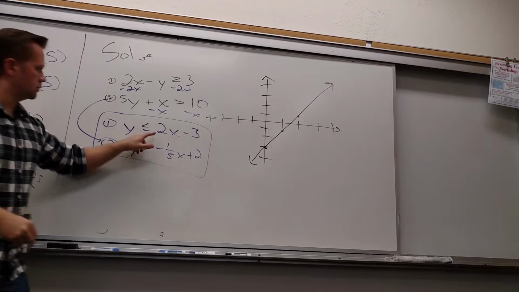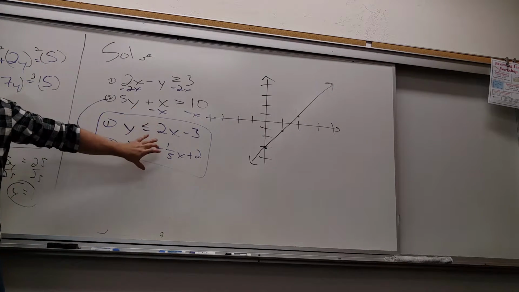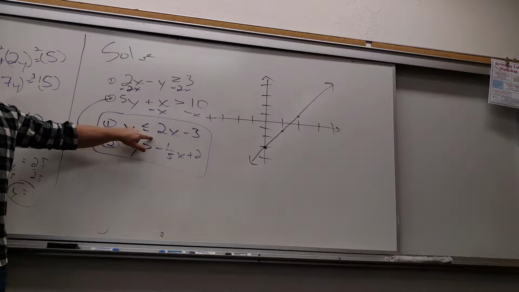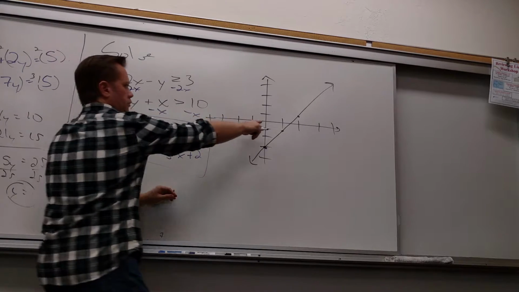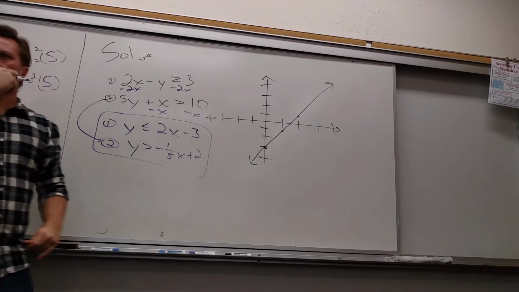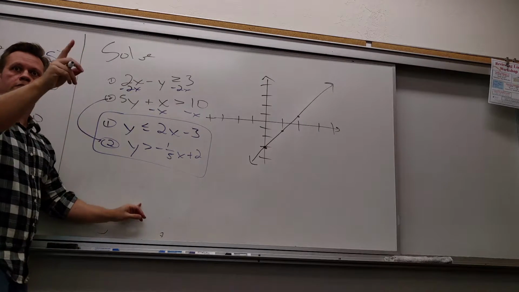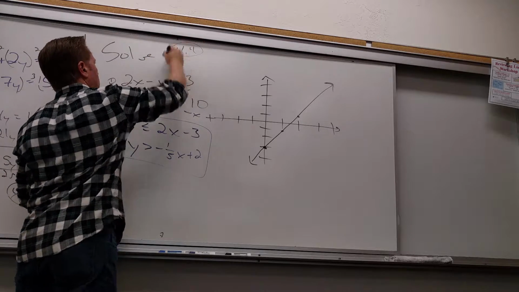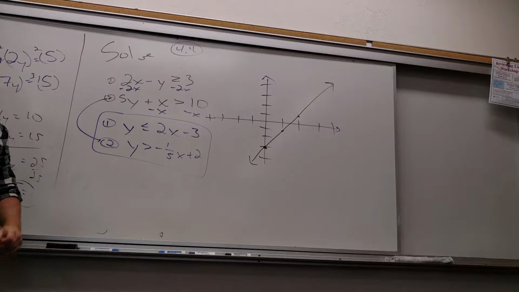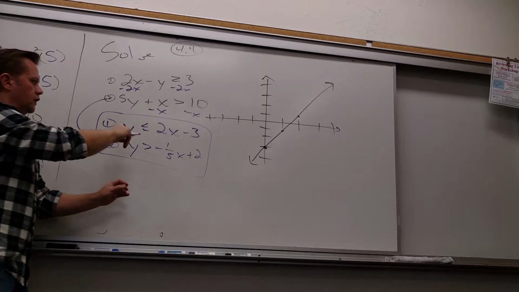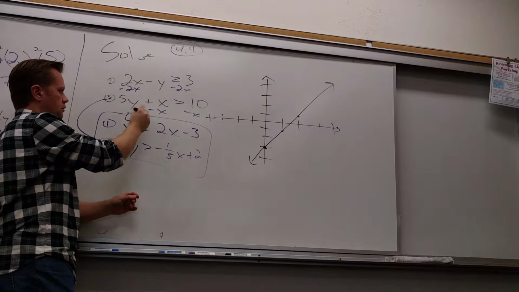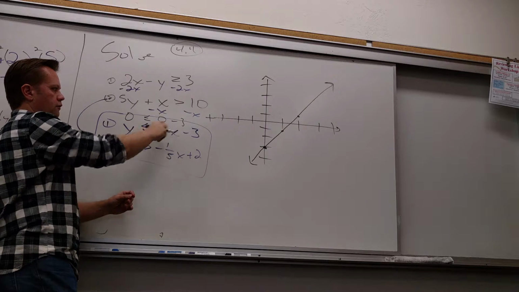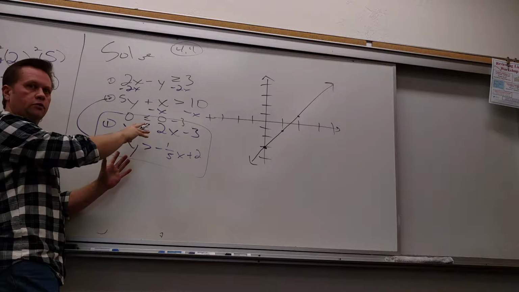Now I got to totally finish one of them before I put the other one on top of it. How do I figure out which way to shade? Yeah, I can use 0, 0 because the line doesn't go through 0, 0, right? Is this like what you learned yesterday? This is 4.4. Exactly. So if I plug 0, 0 in, is this true? Is 0 less than -3? No. So is everybody cool with what I just did?